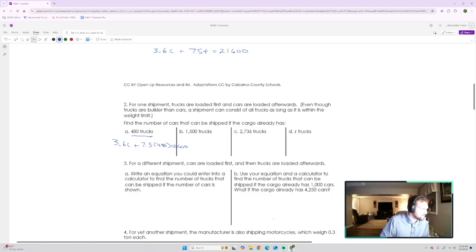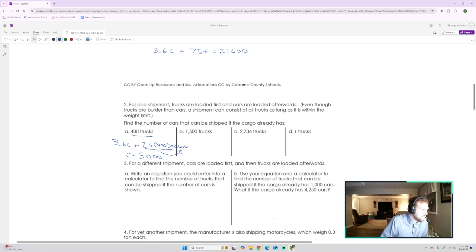Again, do that in your calculator. Combine like terms, subtract it to the other side, and divide by 3.6. Okay, I'm getting C equals 5,000.